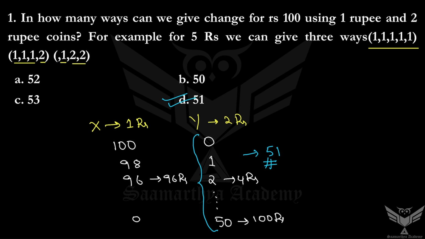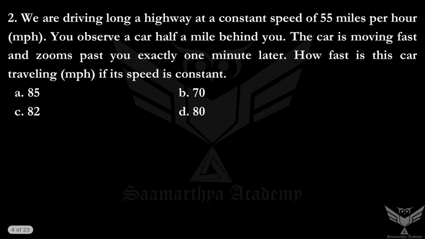Now the next question. You are driving along a highway at a constant speed of 55 miles per hour. You observe a car half a mile behind. This is important data for you. Half a mile behind you. The car is moving fast and zooms past you exactly 1 minute later. How fast is the car traveling if its speed is constant?